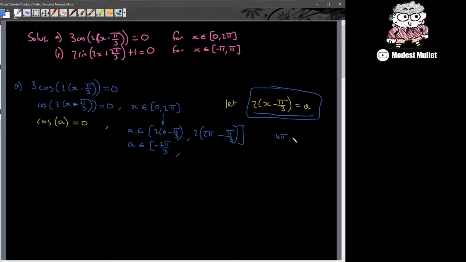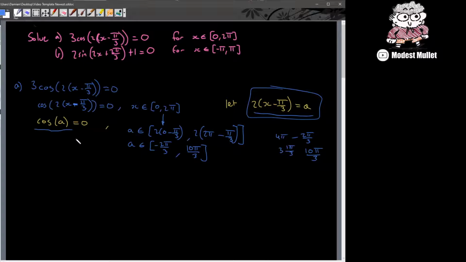So 2 times 2 pi is 4 pi, which is the same as 12 pi on 3. Taking away 2 pi on 3, we get 10 pi on 3. So that is our domain in terms of a, because we're now solving this equation where it was written as a. And by having done this substitution, let it equal a, this looks a whole lot less daunting.